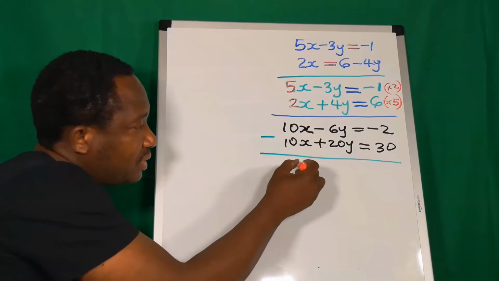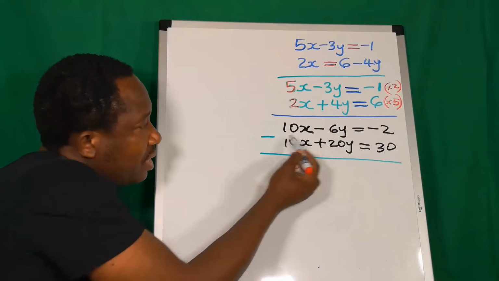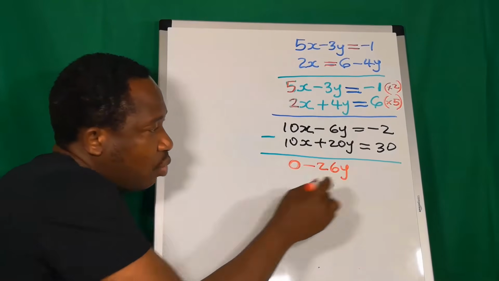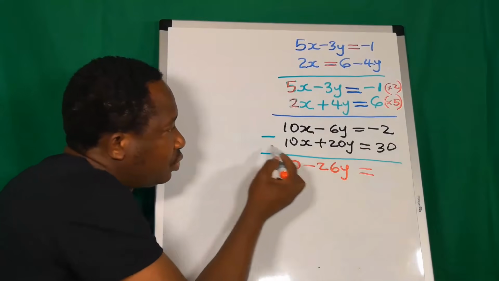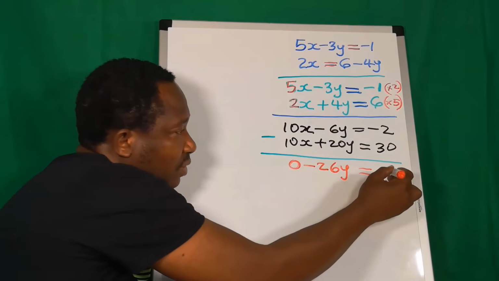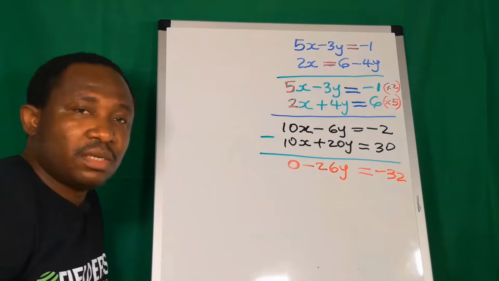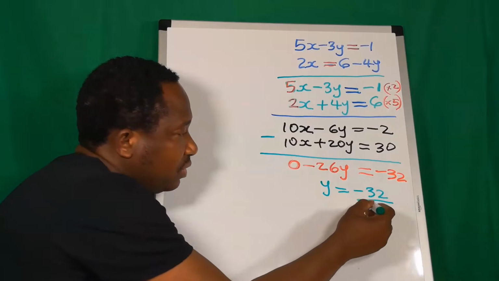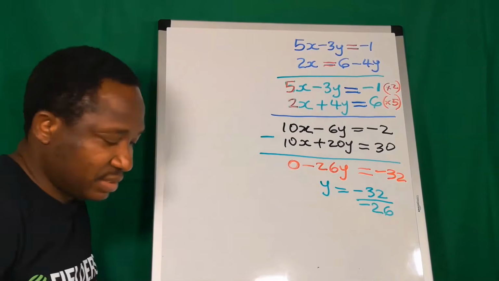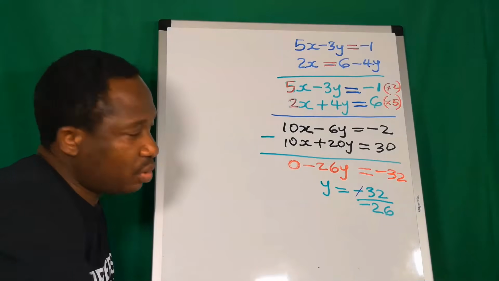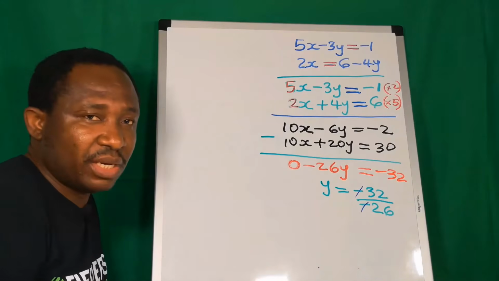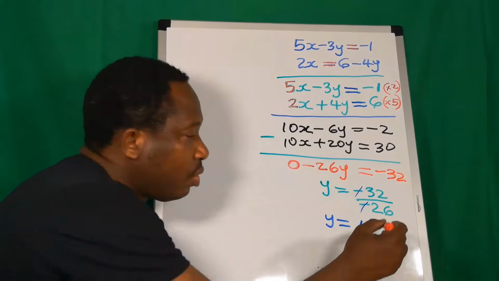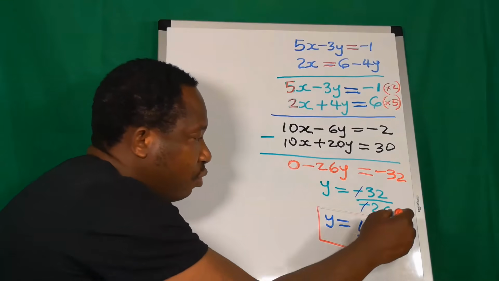10x minus 10x is 0. Minus 6 minus 20, you're going to have minus 26y. On the other side, minus 2 minus 30 will give you minus 32. Next, y is now minus 32 divided by minus 26. The minus at the numerator will cancel the minus at the denominator. y is 16 over 13. Now we have obtained the value of y.